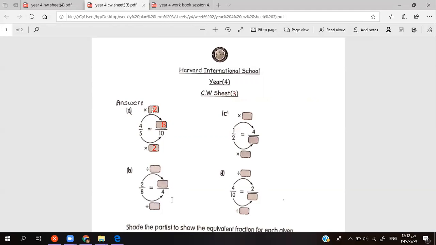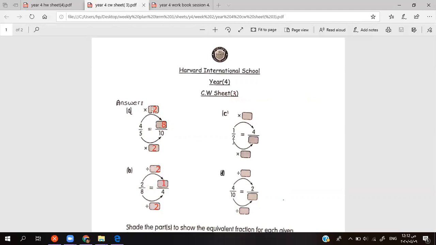1 times 4 gives me 4. No, it's not 1. Try 2 times 4 gives me 8. So it's dividing by 2, because 4 times 2 is going to give me an 8. So I will also divide up by 2. I say, what times 2 gives me a 2? Definitely 1. 1 times 2 gives me a 2.